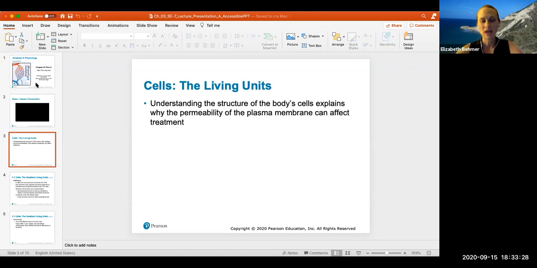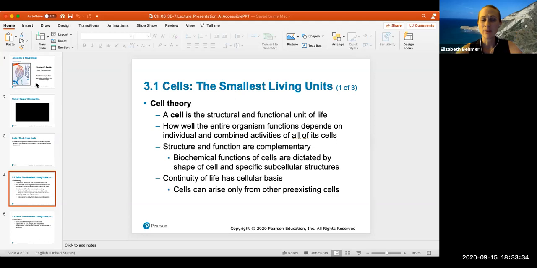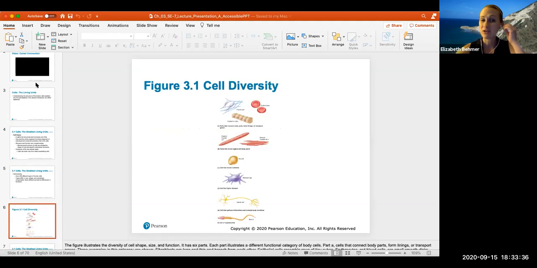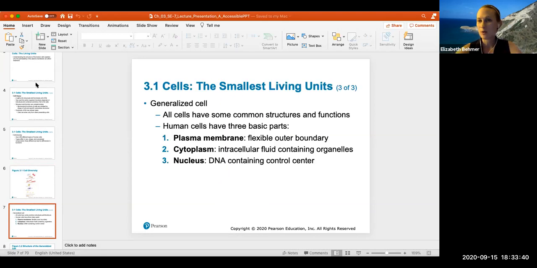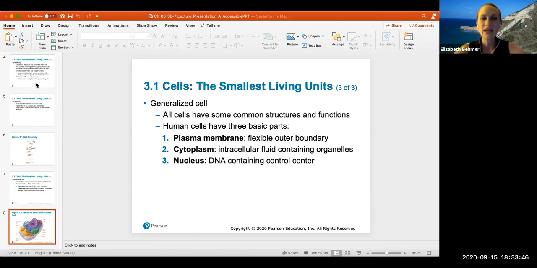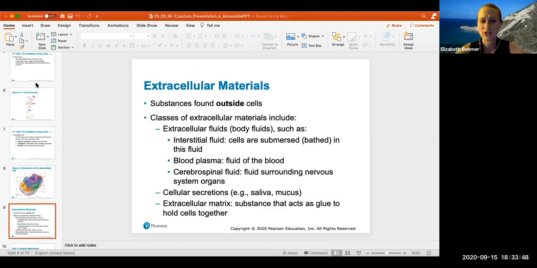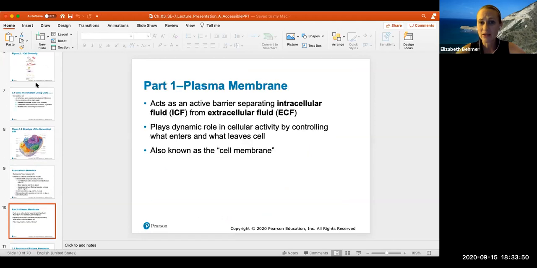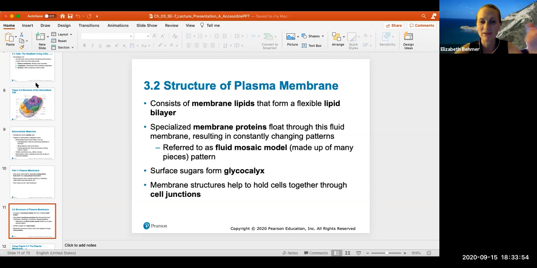So I'm going to skim over these first few slides that go through cells, the living units. They talk about cell theory, cell diversity, and explain some of the different types of cells. And again, I know I'm going through this rather quickly, but I just want to get through the bulk of it into cellular transport. And then it takes you through the general structure of a cell, the extracellular materials, the plasma membrane, and what makes up the plasma membrane of a cell.